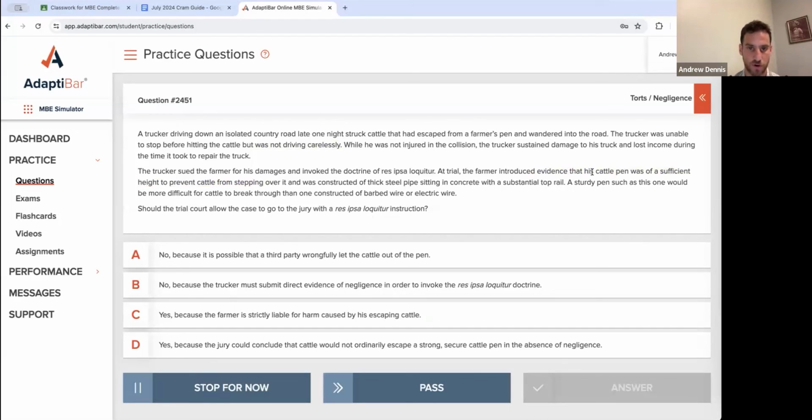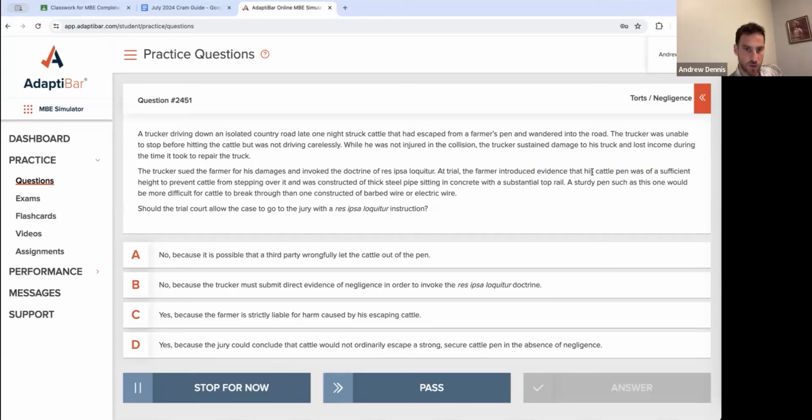The trucker sued the farmer for his damages and invoked the doctrine of res ipsa loquitur. At trial, the farmer introduced evidence that his cattle pen was of sufficient height to prevent cattle from stepping over it and was constructed of thick steel pipe sitting in concrete with a substantial top rail. A sturdy pen such as this one would be more difficult for cattle to break through than one constructed of barbed wire or electric wire.